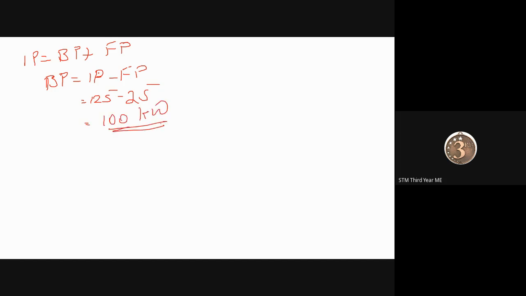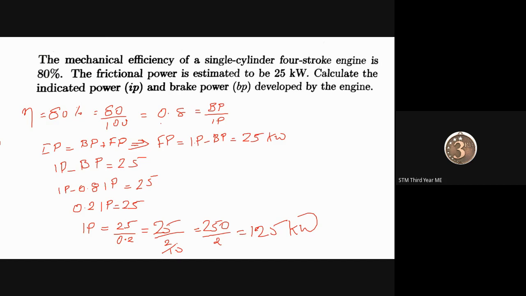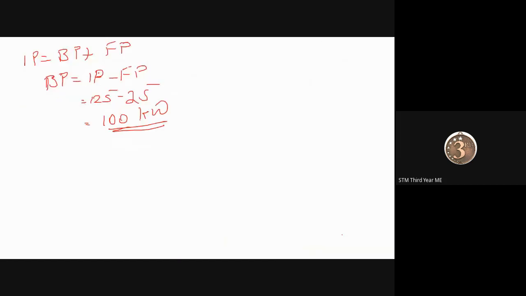So here IP equals BP plus FP. From this equation we get BP equal to IP minus FP, and we get IP as 125, and FP is given in the question. Okay, do you understand? Yes, sir.